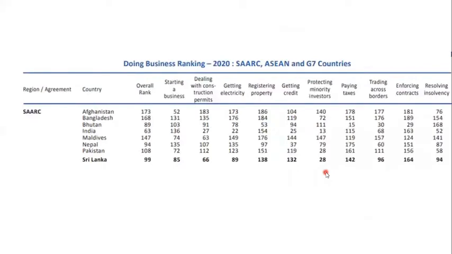Doing business ranking is being given here for the year 2020. The worst ranking has been recorded from Afghanistan, Maldives, and Bangladesh, also from Pakistan. However, improved doing business rankings for the same year have been recorded as 89 and 63, respectively from Bhutan and India.